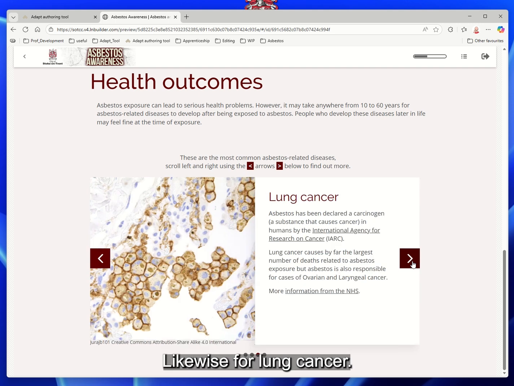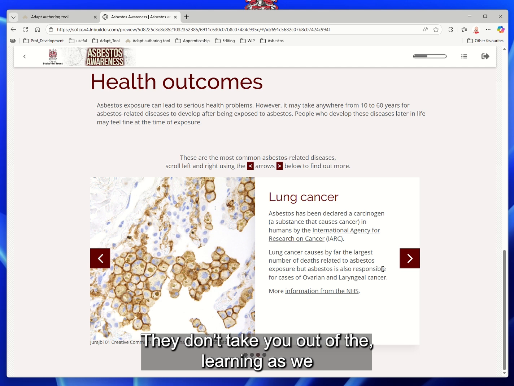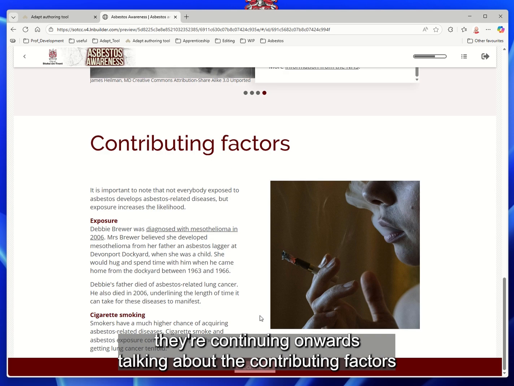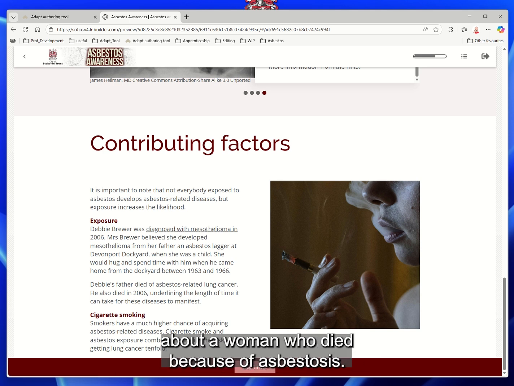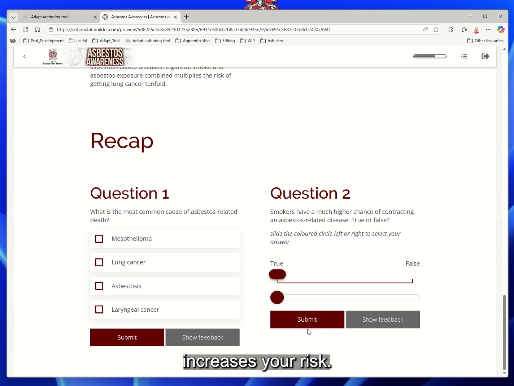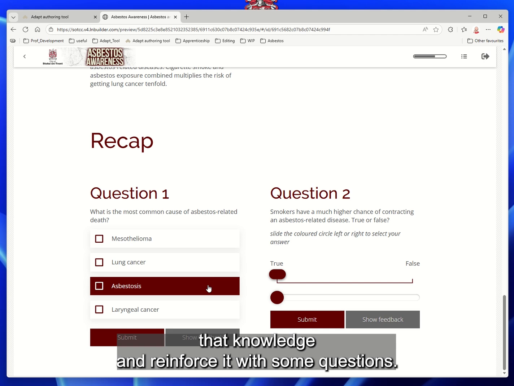Likewise for lung cancer. Again, we've got more information here that can be linked through, and these links pop into a new window. They don't take you out of the learning as we progress. And mesothelioma there. Continuing onwards, talking about the contributing factors being exposure, a rather upsetting story there about a woman who died because of asbestosis that happened from her father's work, and cigarette smoking, which increases your risk. And again, after this health section, we're going to recap that knowledge and reinforce it with some questions.